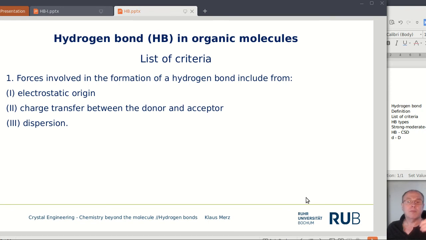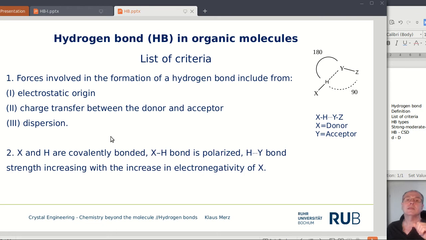First of all, speaking about the form, the type of hydrogen bond. No? Forces, attractive interactions involved in the formation of hydrogen bonds could be of electrostatic origin, charge transfer between donor and acceptor, or dispersion. Second point, you see it here, X and H are covalently bonded.